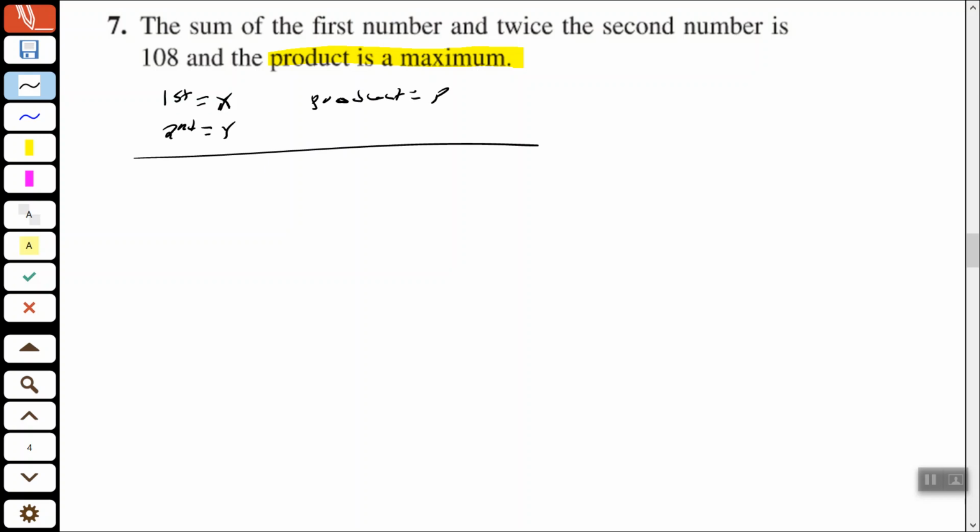All right, so let's write the optimized equation first. The product is a maximum, so p equals x times y. And then the sum of the first number plus twice the second number equals 108. All right, so we have our optimized equation and our secondary equation. Now let's isolate a variable in our secondary equation. So I'm going to subtract 2y from both sides.